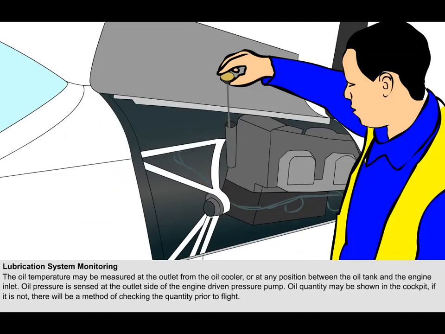Oil quantity may be shown in the cockpit, but if it is not, then there will be a facility for checking the quantity prior to flight, either by the use of a sight glass on the tank or a dipstick. A dipstick is a metal rod inserted into the tank. It is calibrated to show the level of oil in the tank as a wet area when it is removed.